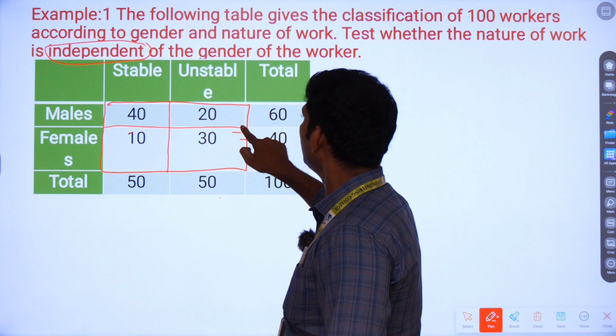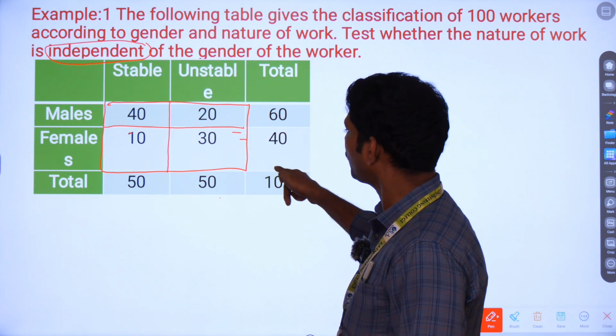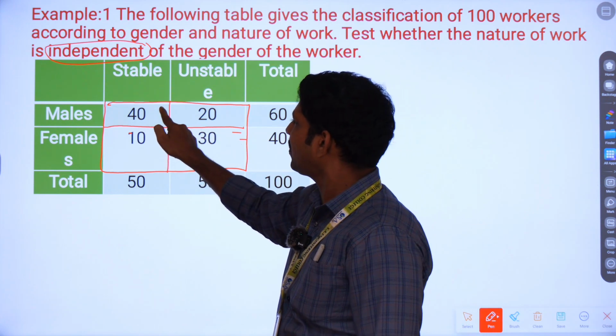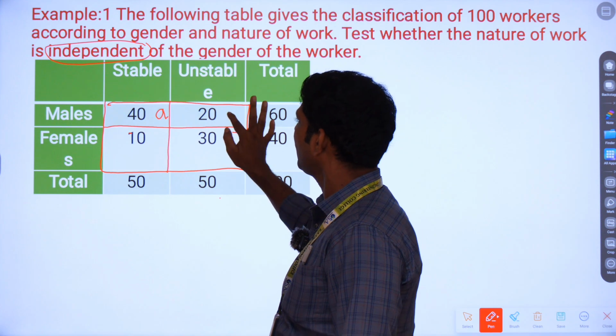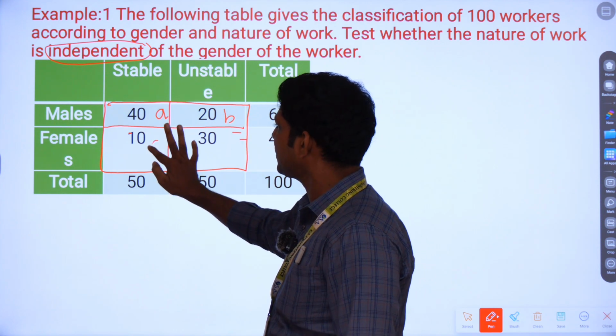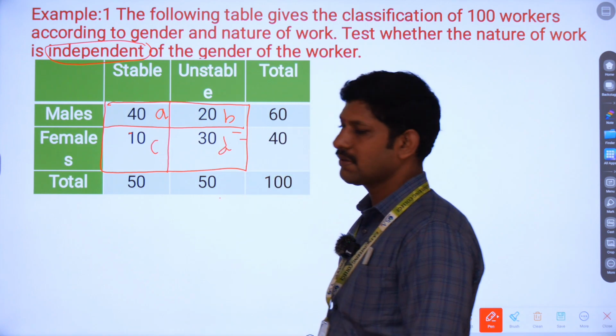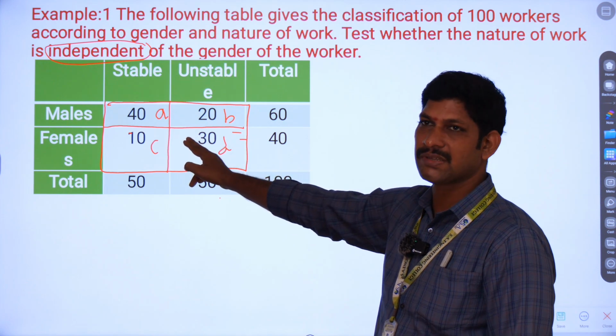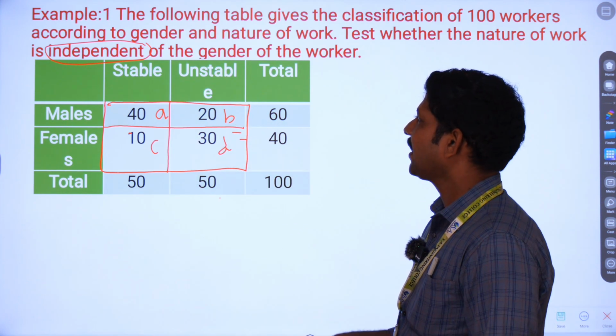So these are the values: this is the column total, this is the row total, and these are the values. Clearly, 40 is in the position of A, this is in the position of B, this is the position of C, and this is the position of D. So this is a 2 by 2 contingency table, and this is the chi-square test for independence of attributes.